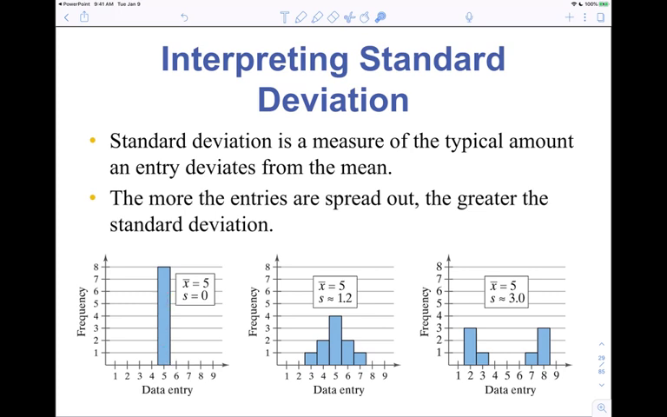Notice in the second example, the average is still 5, but the standard deviation is 1.2. So it's a little bit more spread out. Here, the average is still 5, but now the standard deviation is 3, so the data is even more spread out.